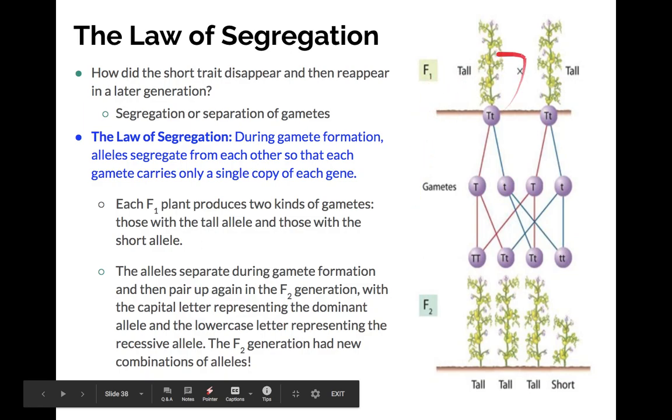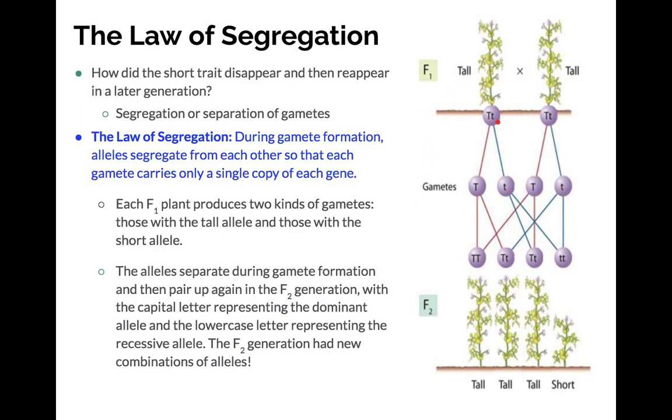Each F1 plant produces two kinds of gametes, okay? Those with the tall allele and those with the short allele. So we have big T, little t, big T, little t. Okay, the alleles separate during gamete formation and then pair up again in the F2 generation, with the capital letter representing the dominant allele and the lowercase letter representing the recessive allele.